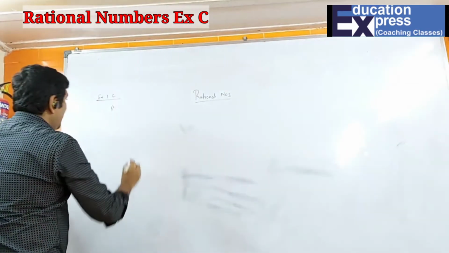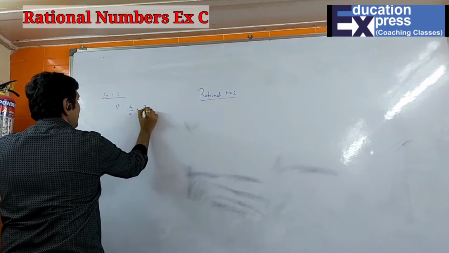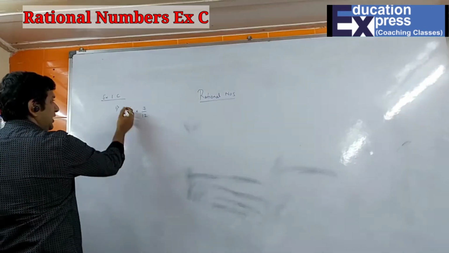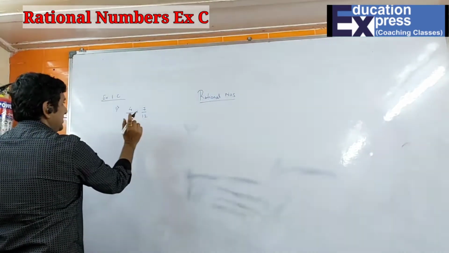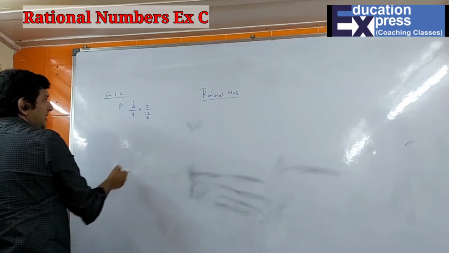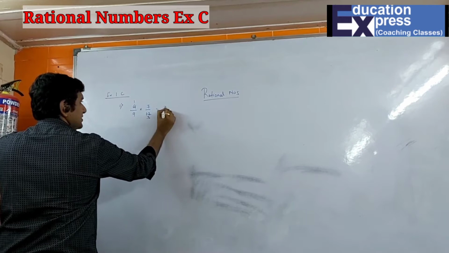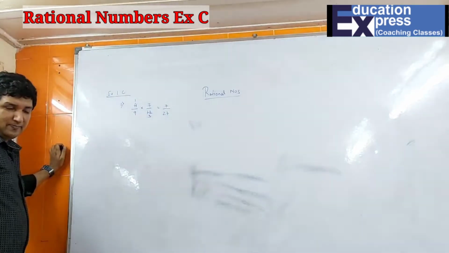4 upon 9, very simple, into 7 upon 12. I have told you that whatever you can cancel, please cancel, because there's a multiplication sign, so you can cancel. So 4 ones are 4, 4 threes are 12. Anything else you can cancel? No. So what is left? 7 into 1 is 7, and 9 into 3 is 27. That is the final answer.